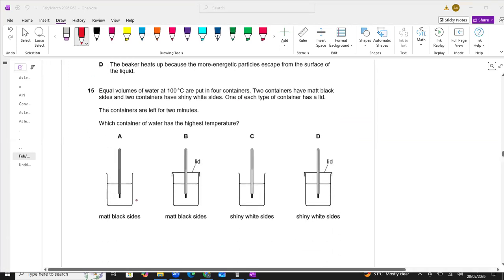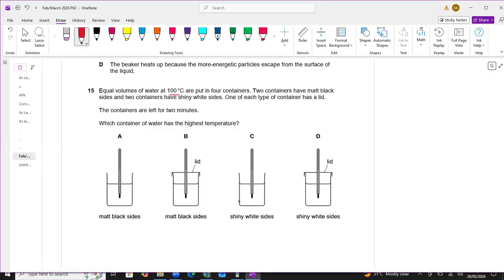Okay, now look at question number 15. In question number 15, they are saying equal volumes of water at 100 degrees Celsius are put in 4 containers. So the water temperature is 100 degrees Celsius. You can see it's a matte black side with lid, shiny white side with lid. The containers are left for 2 minutes. Which container of the water has the highest temperature?